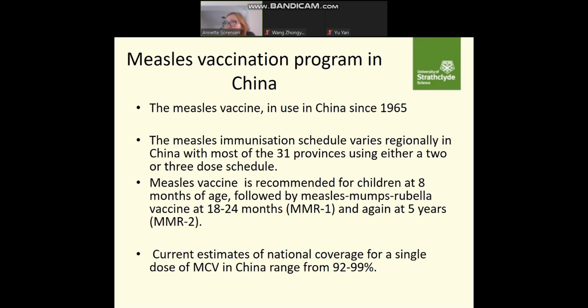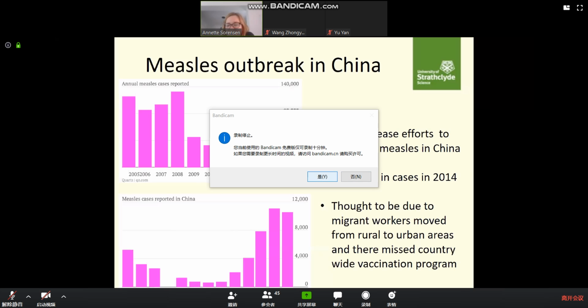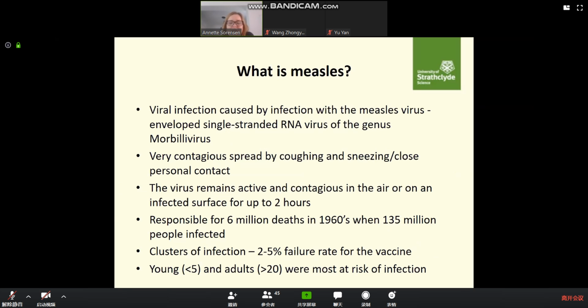Now, the coverage in China, or the children who are taking up and getting this vaccination, ranges from 92 to 99%. So a really high uptake of people getting the vaccination. You have also had measles outbreaks in China, just as we have had in the UK, and you can see that in these figures here, despite the countrywide or nationwide vaccination programs that are in place.